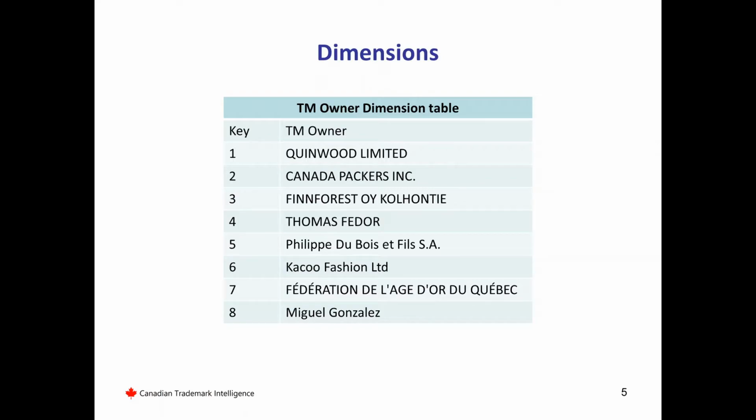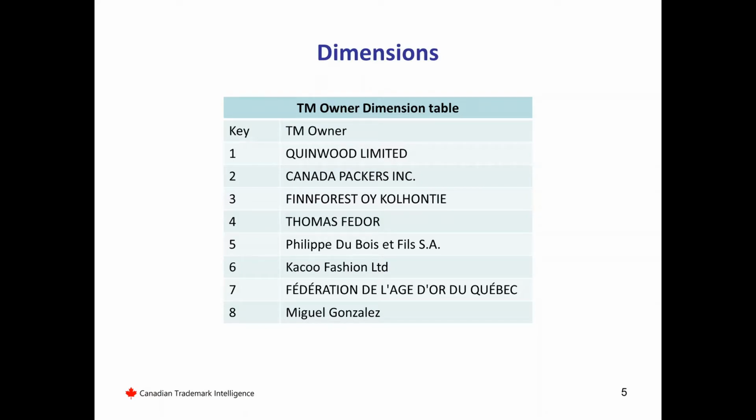Similarly, you can have a trademark owner dimension. In this case, the XML shredder would extract the trademark owner information from each XML file and store it in a separate trademark owner dimension table, as shown here. Again, I'll explain that key column shortly.